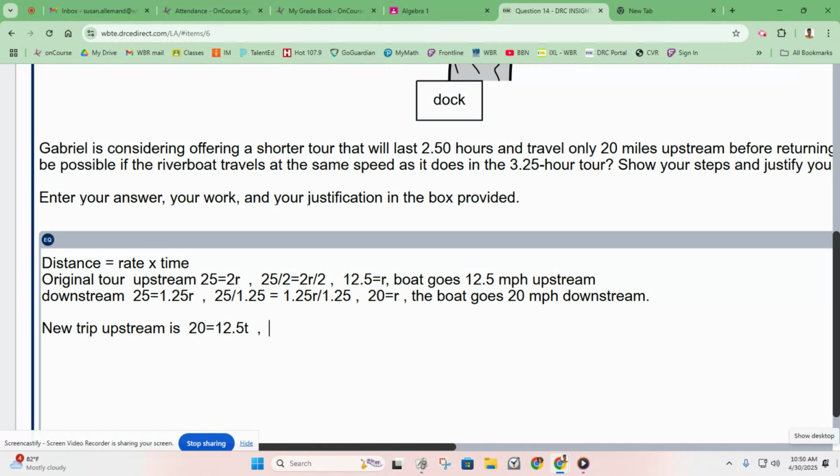To solve for t, the opposite of multiplying by 12.5 is divide both sides by 12.5. You can use the calculator to do that division. 20 divided by 12.5 is 1.6 is the time, okay? So the new trip takes 1.6 hours upstream.